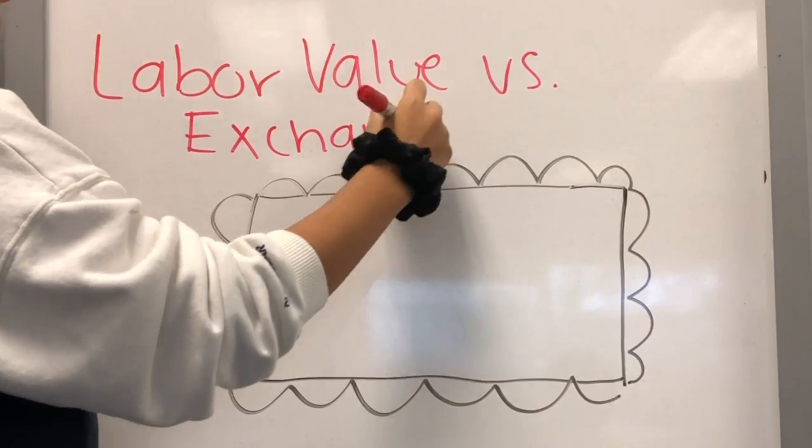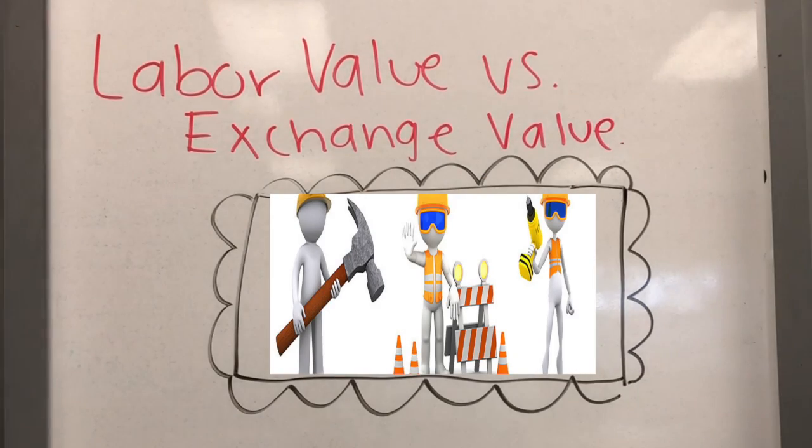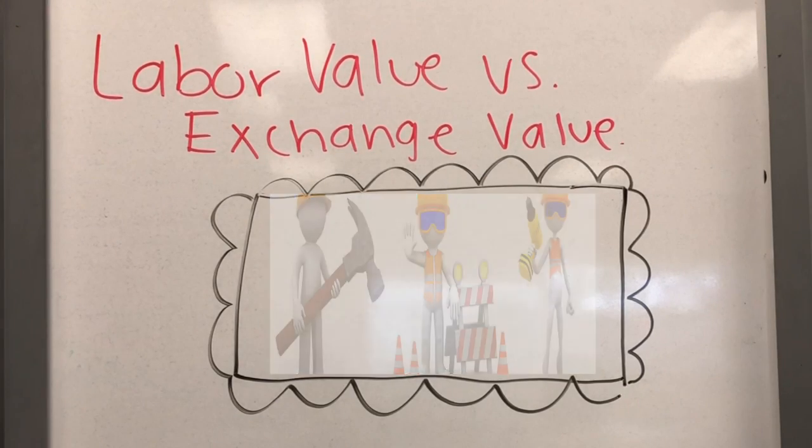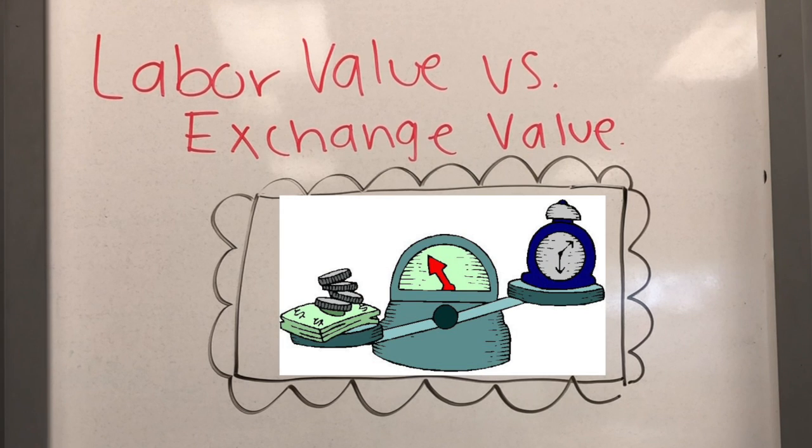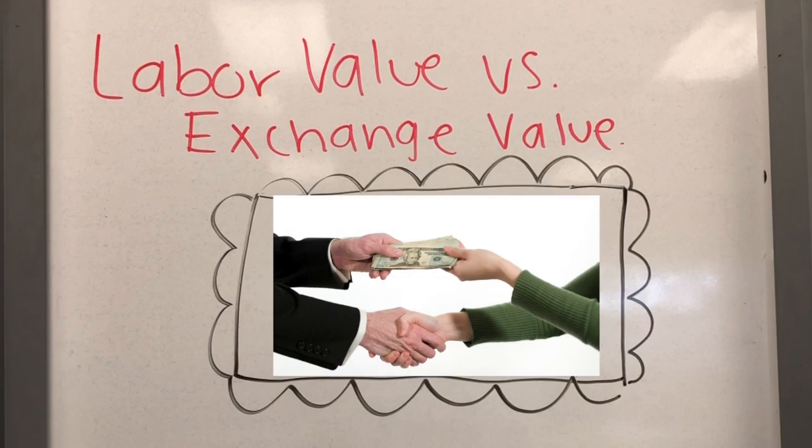Labor value is the value of an item depending on the amount of work that was spent on it. On the other hand, exchange value is the cost of an item depending on the amount someone is willing to pay. This depends on the significance that it has for each person.